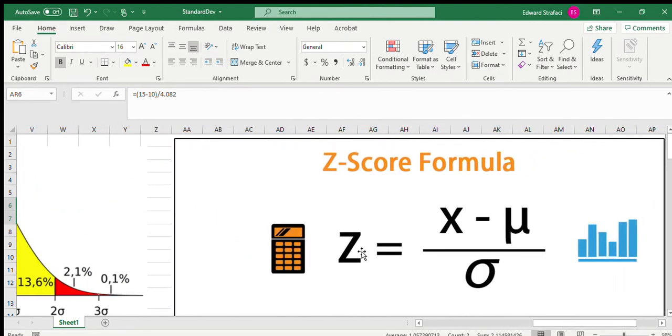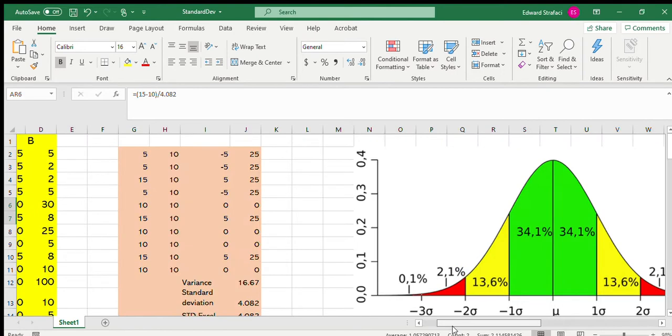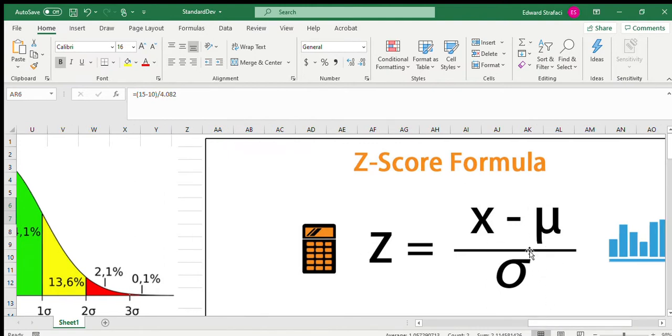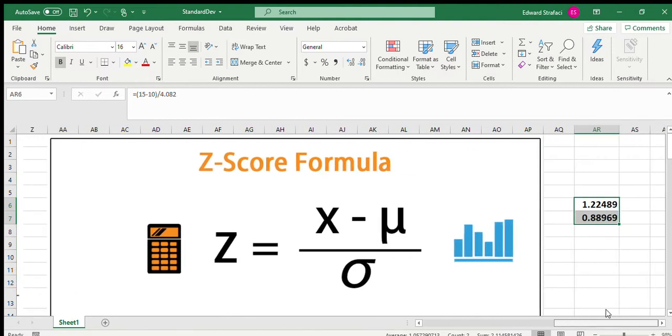So the z-table is simple. You know, the z-score is simple. We're basically going to take the number we're looking for, which would be 15 in this case, minus the average, which is 10, over the standard deviation, which if you recall is 4.082. So what are we really doing? We're asking ourselves, how many standard deviations are we over the mean for the data point that we're looking for, right? 15 minus 10 over the standard deviation, which is sigma. So right here, I already worked out the numbers in Excel, and it's 15 minus 10 divided by 4.082.